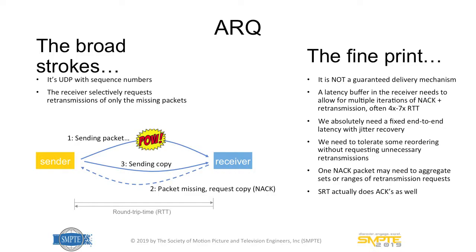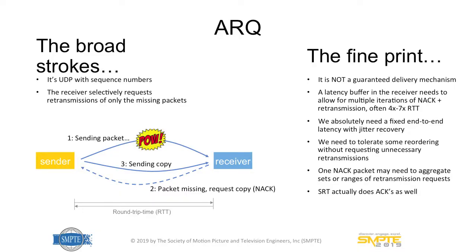So let's say one of these packets is dropped in transit. The receiver will notice this by seeing the hole in the sequence number chain, and it will construct a NACK packet, which is a not acknowledgement, so it can request a copy. And the sender sends the copy, all the while continuing to send its stream. So that's easy enough, right?